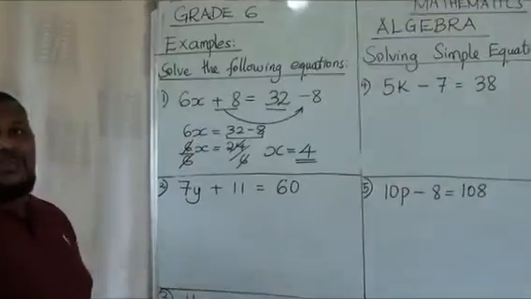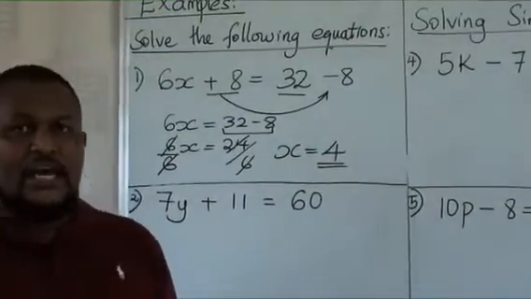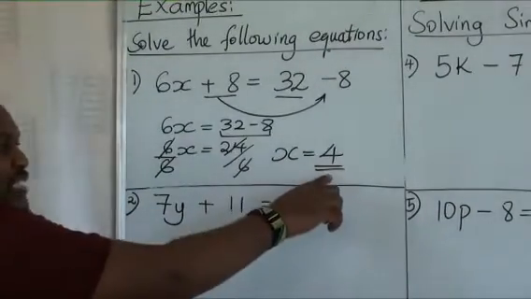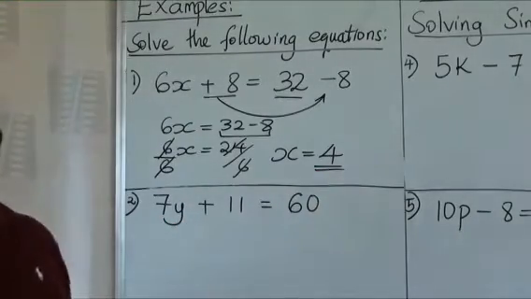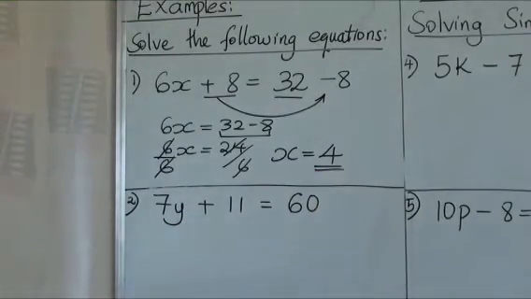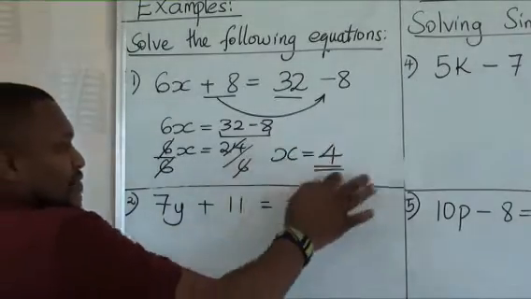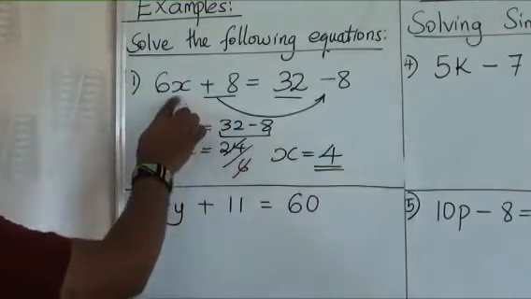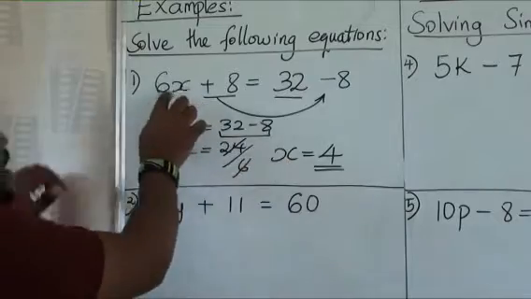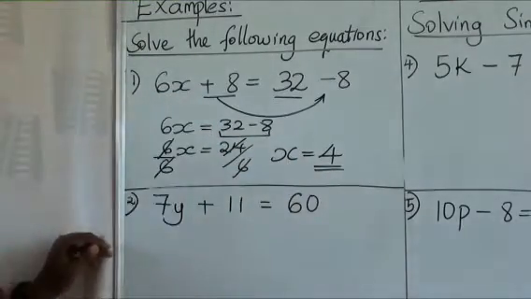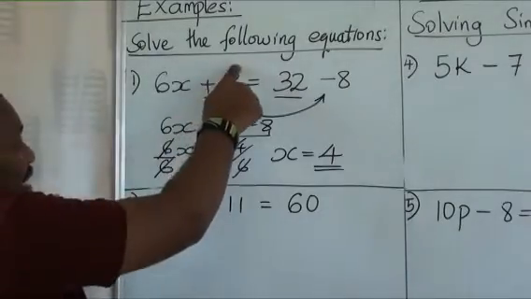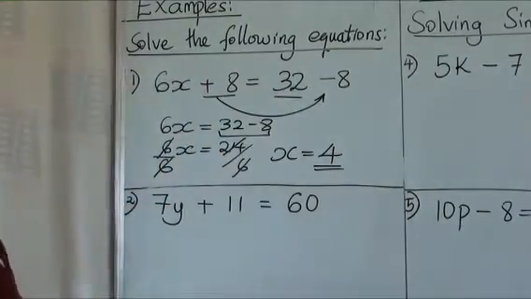So we would say that we have solved that equation, and we have got a solution which is x is equal to 4. If you want to try your answer and see if you got it correct, what you need to do is to use the variable and replace the variable with the number. Meaning 6 times 4, which gives you 24, plus 8, which gives you 32.